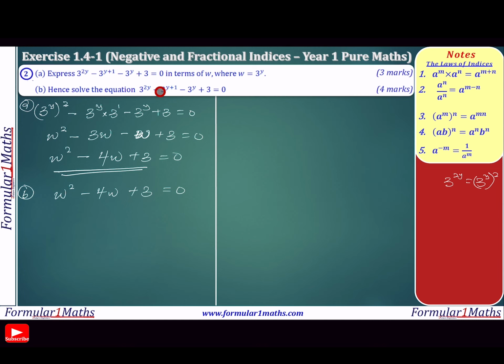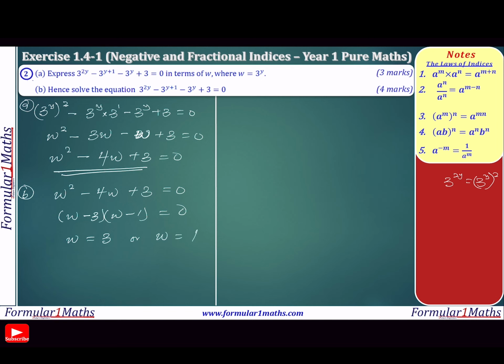And then we can go ahead and factorize this. I'm going to get w and w here. Looking at the factors required, we need minus 3 and then minus 1 here. That means w is equal to either 3 or w is equal to 1.